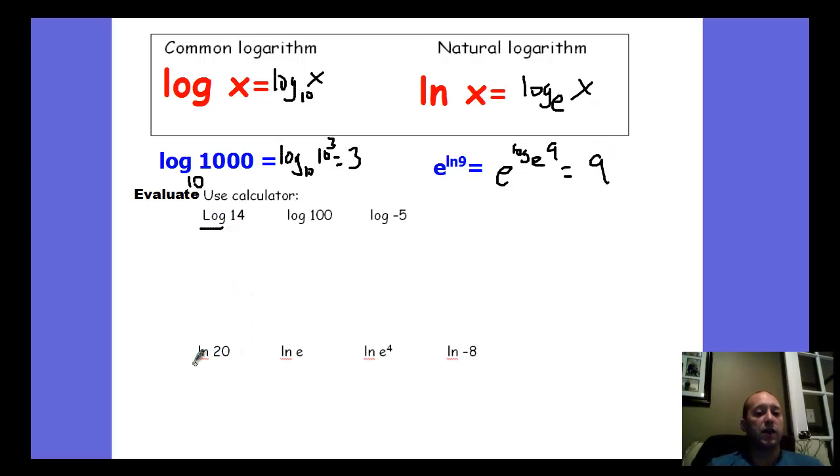The log key and the natural log are on your calculator. These down here, you can just plug and chug and say log 14, evaluate, you can find the value. So the calculator will help us find log base 10s and log base e. It'll find those two quickly.